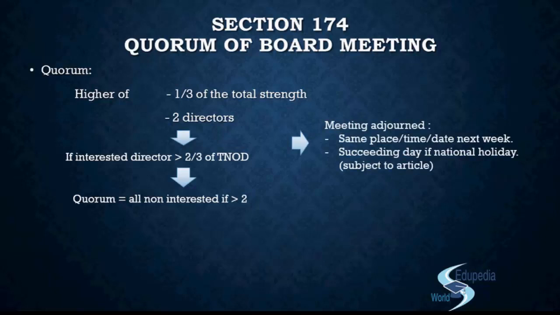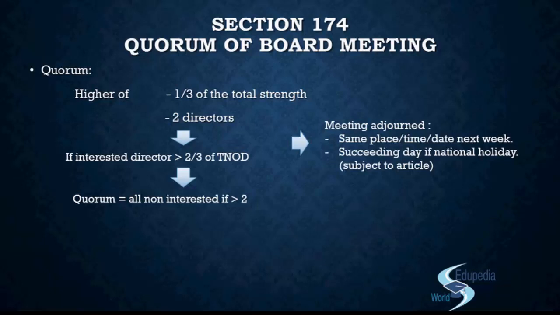It would be adjourned to the same place, same time, same date next week. And if that next week is a public holiday, a national holiday, then it would be the succeeding day that is not a national holiday, right? And if there is a situation that even in the adjourned meeting, no quorum was maintained, or to say quorum could not be completed, then what? The Act remains silent on that point. So all that we can assume is that again, if the quorum is not present, the meeting cannot be held. That means the meeting needs to be cancelled.